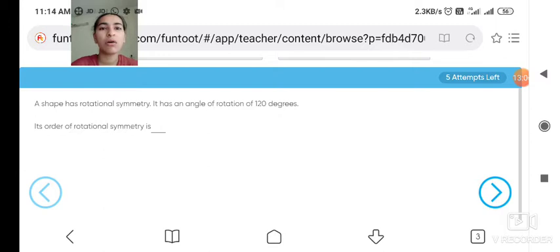Now a shape has rotational symmetry. It has an angle of rotation of 120. Similar to the previous example, in which we took the multiples of 45, here we have to take the multiples of 120. First will be 120, second will be 240, then we complete 360. That means it has 3 rotational symmetry. So its order will be how much? 3 times.